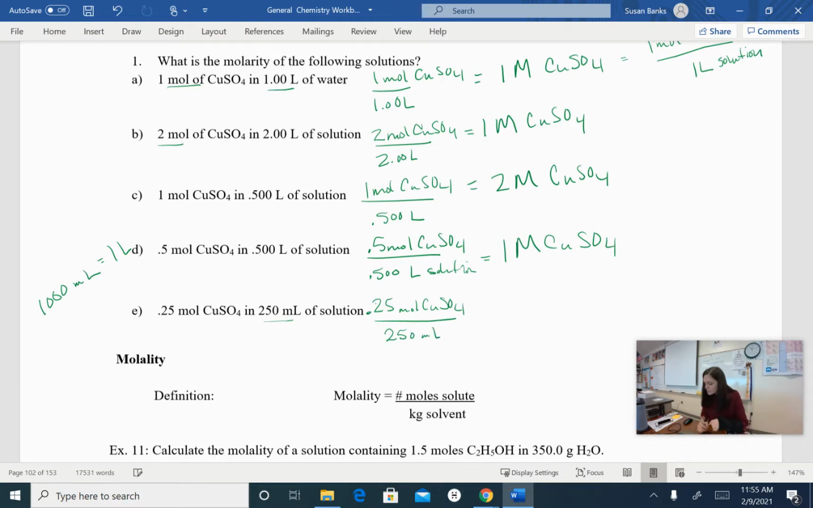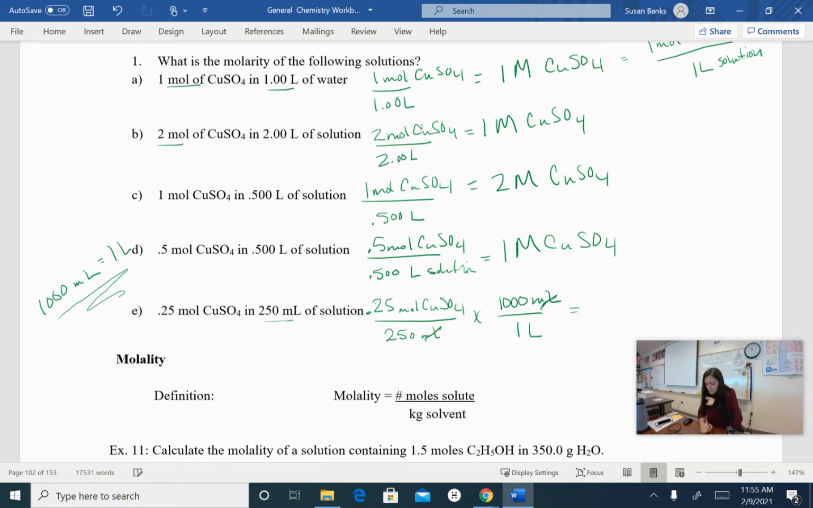I've got to get milliliters into liters. So I'm going to use this conversion that we did over here. I want my milliliters to cancel, so it needs to be on the opposite side. It's already on the bottom, so the opposite side is the top. So I'm going to put my 1,000 milliliters up top equal 1 liter. My unit of milliliters cancel.